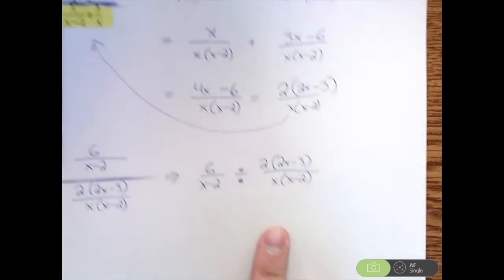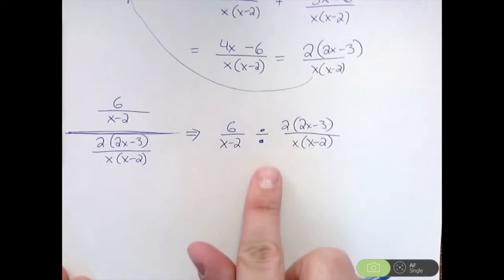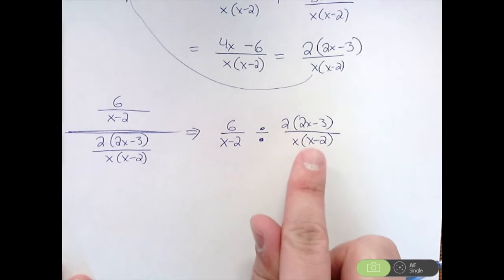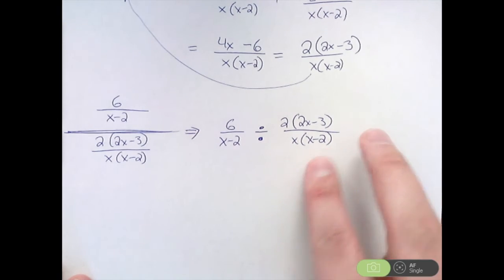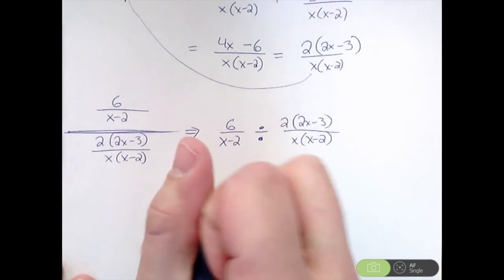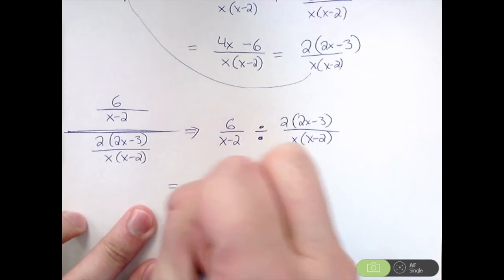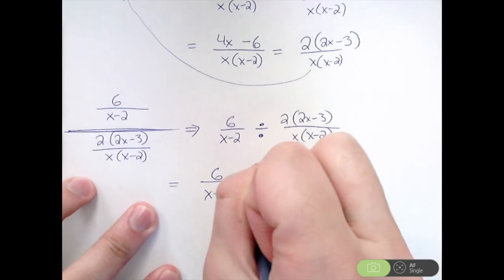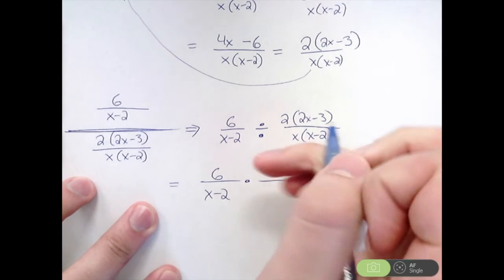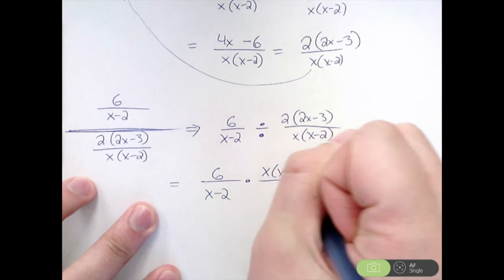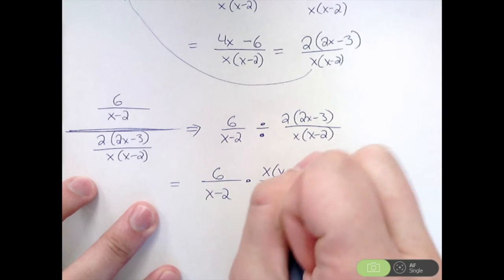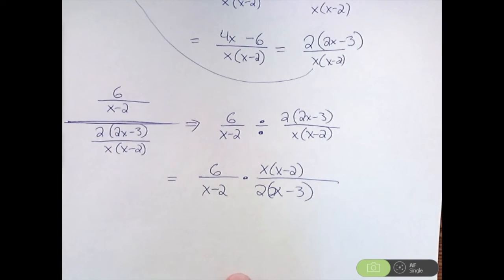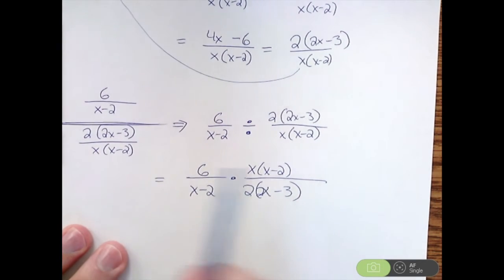So we have to think back a little bit. What do we do when we have two fractions and we're dividing? Well, what we're going to do is take the second fraction, or divisor, and take the reciprocal, that means flip it, and then change this to multiplication. So this is going to look like, well, the front stays the same, 6 over x minus 2. Instead of division, we're going to have multiplication, and the bottom is now the top, and the top is now the bottom.